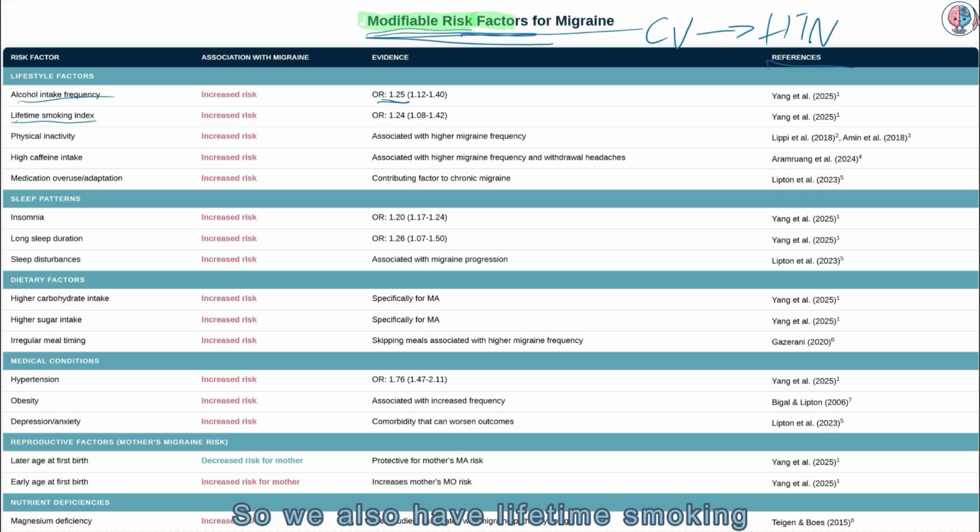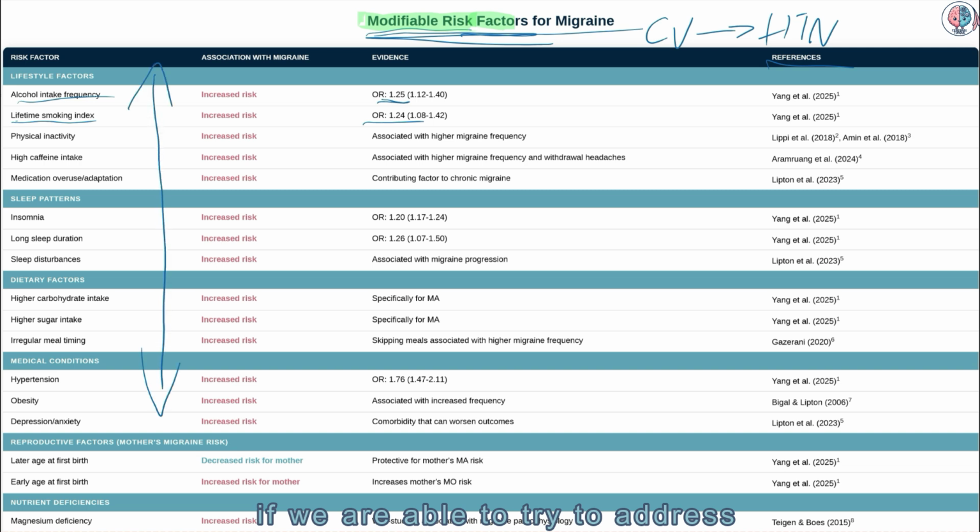So we also have lifetime smoking index. This carries an odds ratio of 1.24. So if a patient smokes half a pack daily and experiences 8 monthly migraine days, after quitting smoking, they may see migraine decrease to 6 to 7 days per month. And you might be thinking, well, less 1 monthly migraine day a month isn't substantial. But for one, it is to a migraine patient. 1 day is huge. 1 day of freedom from a migraine attack is significant. However, if we are able to try to address multiple factors, it will add up.